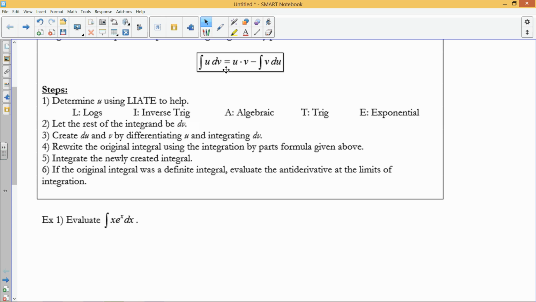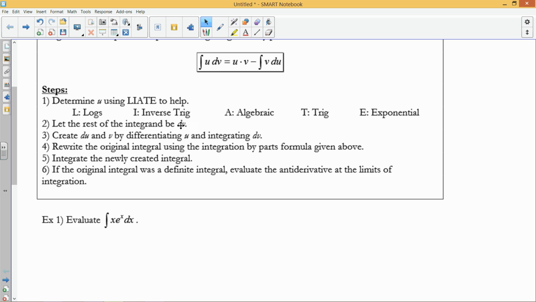Now, what that means is I have to take this product and call part of it u and the other part dv. And you can't just guess, there's a logic to it. To determine which one's going to be u, you use LIATE to help you organize. L stands for logs, I for inverse trig, A for algebraic, T for regular trig, E for exponential. You go through the list and see which one you see first.